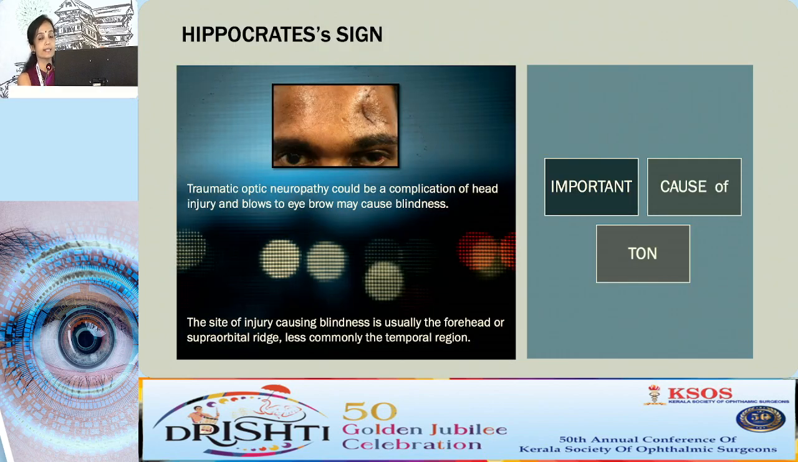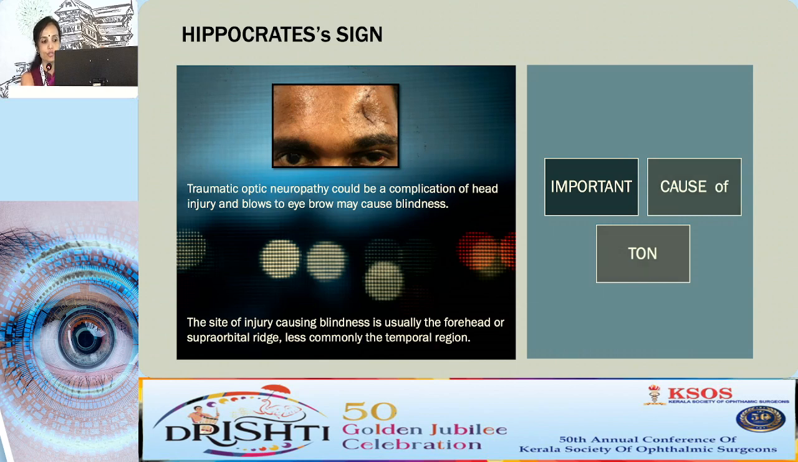So as early as Hippocrates, he was one of the first people to describe that traumatic optic neuropathy could be a complication of head injury, and blows to the eyebrow may cause blindness, and this is called the Hippocrates sign. So if you have any patient who's walking into your OPD or who's brought with a scar which is involving the medial 2/3 and the lateral 1/3 of the eyebrow, there is a very high chance that the child or the person may be having a traumatic optic neuropathy.